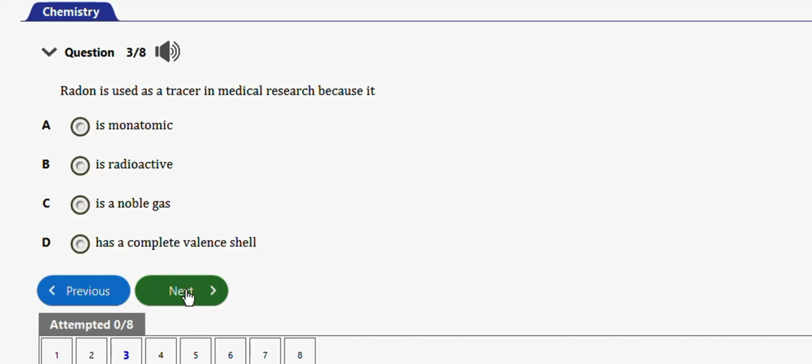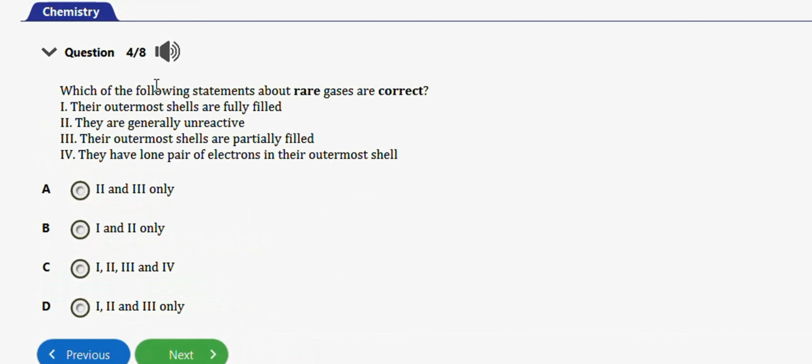The next question is this one. It says which of the following statements about noble gases are correct? The atomic shells are fully filled. Yes. They are generally unreactive. Yes. Their atomic shells are partially filled. No. They have lone pair of electrons in the atomic shell. No. So the right option is the one that has I and II, which is option B. Okay, so that's it for this question.